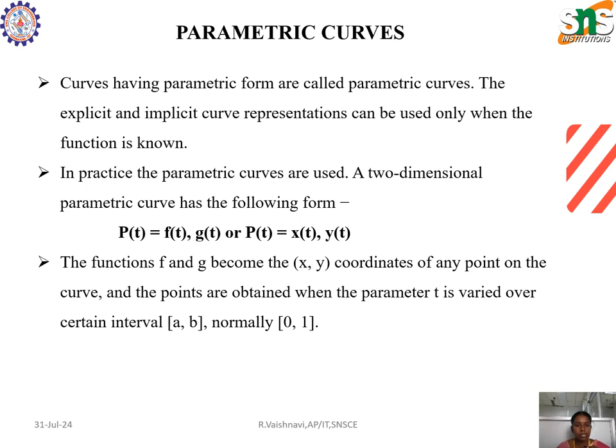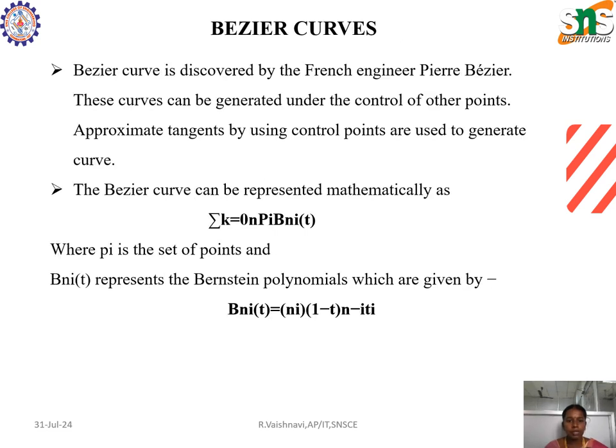The two-dimensional parametric curve has the following form, that is P of t is equal to f of t comma g of t, or P of t is equal to x of t comma y of t. The functions f and g become the x, y coordinates of any point on the curve, and the points are obtained when the parameter t is varied over a certain interval, that is a comma b, normally 0 comma 1.